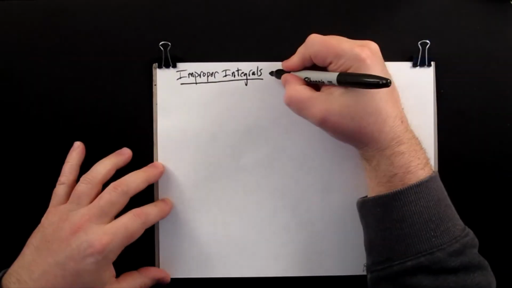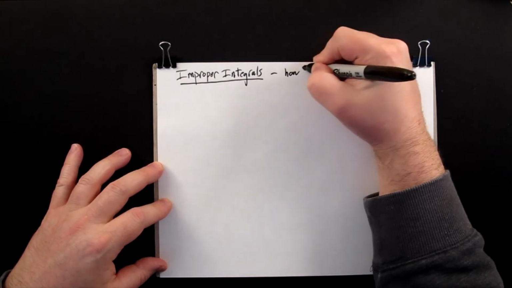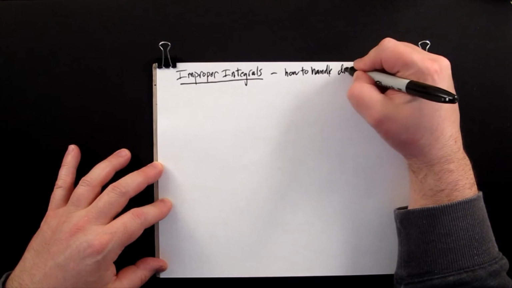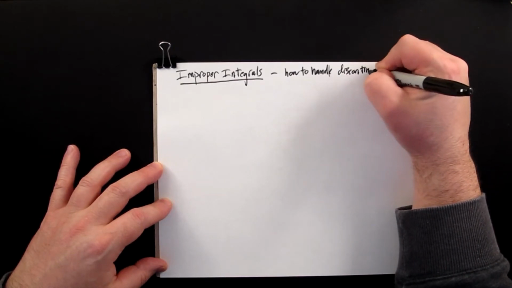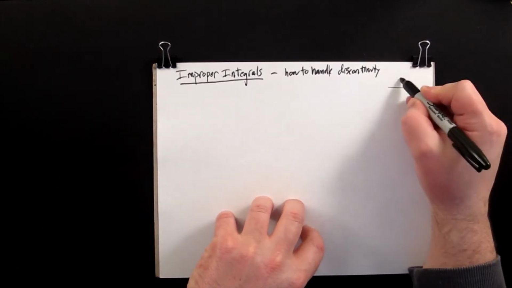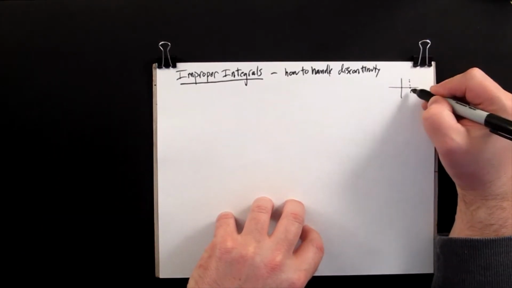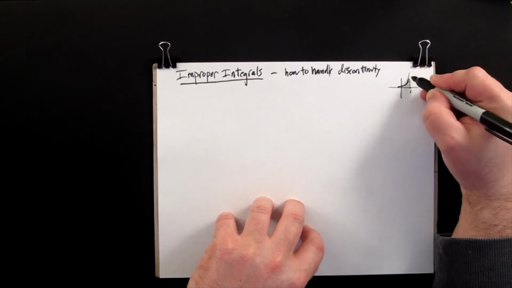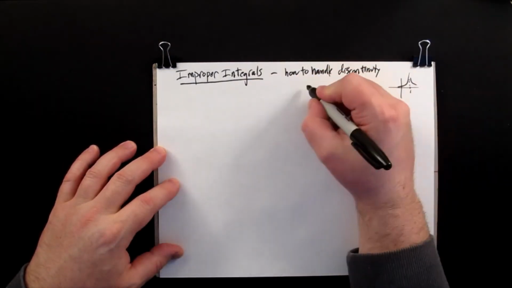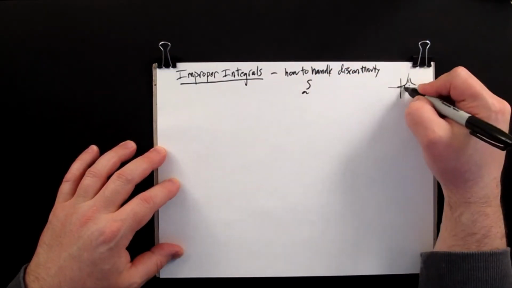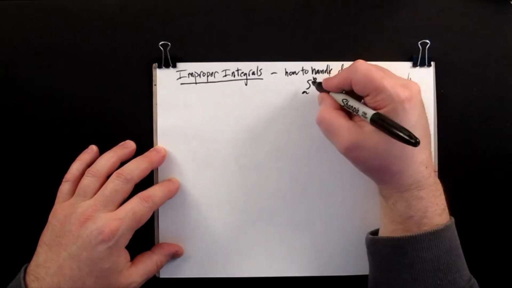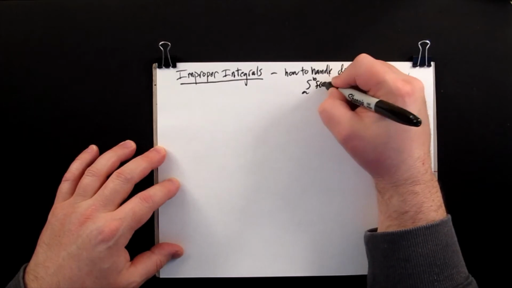Improper integrals, how to handle discontinuity. So in this instance, what's happening is you're seeing it have some kind of asymptote. It's again in the middle of your bounds. So the function becomes discontinuous inside of there.